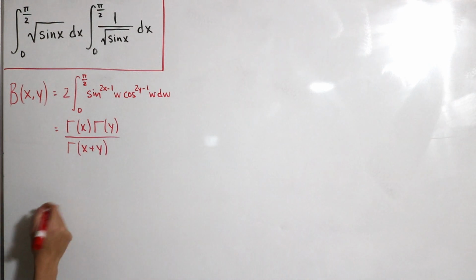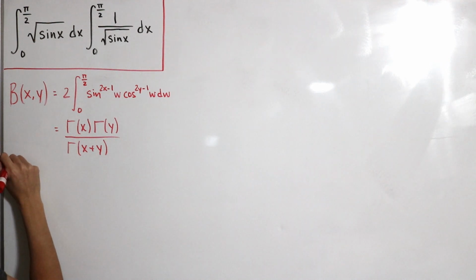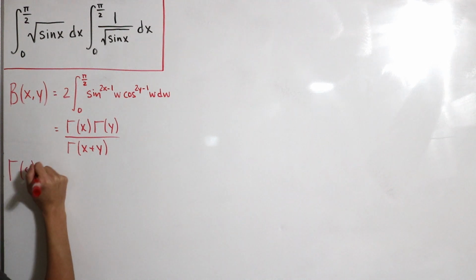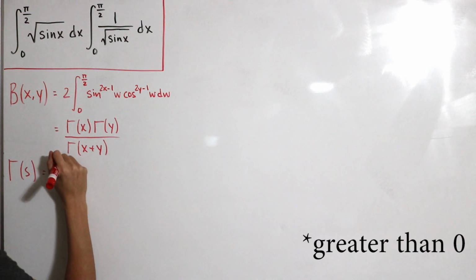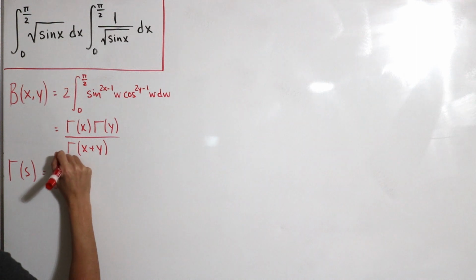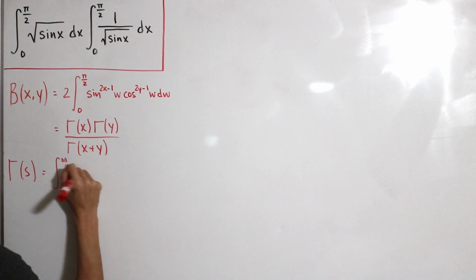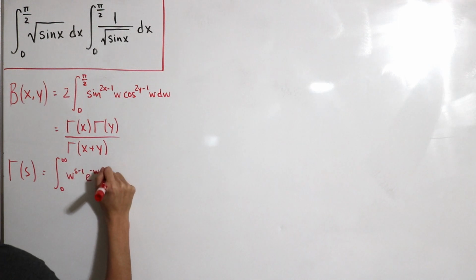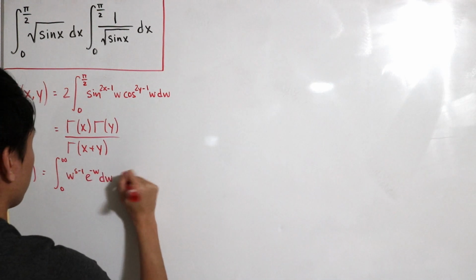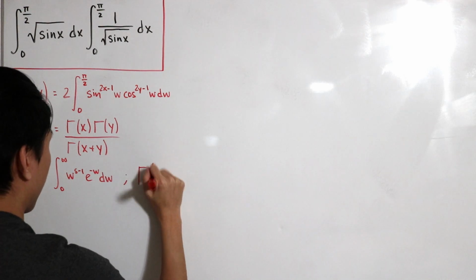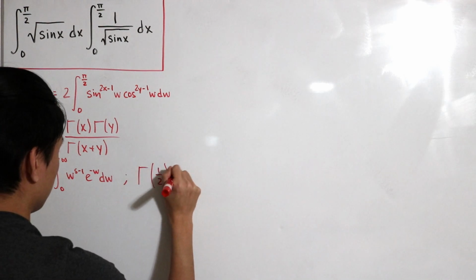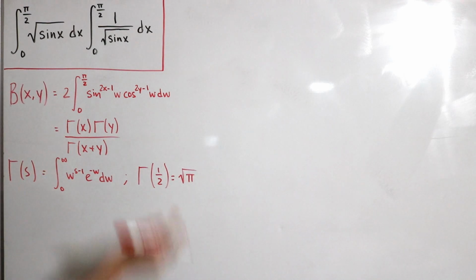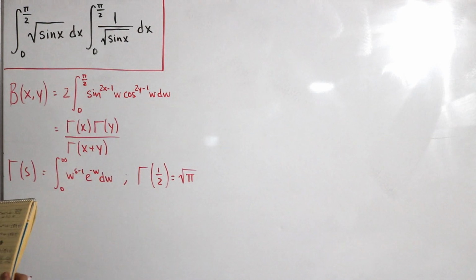And now the next function, of course, the gamma function. We're going to use that gamma of s, for real part of s greater than 0, is equal to the integral from 0 to infinity of w to the power s minus 1 times e to the negative w, dw. We're going to use a well-known value, that gamma of 1/2 is equal to the square root of pi, and I'm not really going to go over the computations of this. It's pretty simple and straightforward from there. I'm sure anybody can do it.